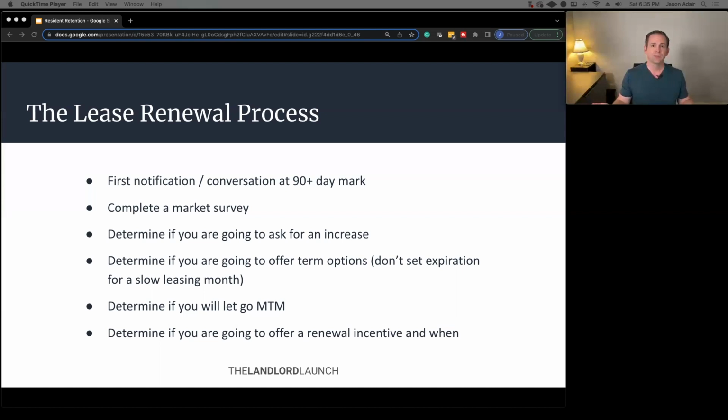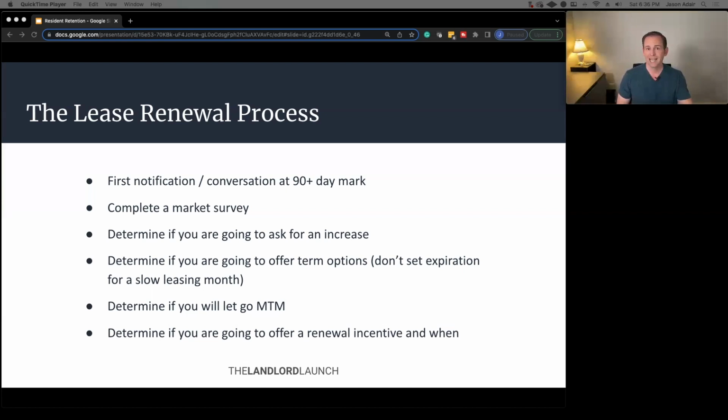If market rents have softened, and my house is now going for $200 less a year on average, according to the comps, than it was a year ago, then when I go with my lease renewal, I'm going to say, you know what, you've been such a great resident. I really appreciate everything. I would like to offer you a lease renewal. I'm not going to raise your rent or whatever else. It's just my way of saying thank you for being a great resident.